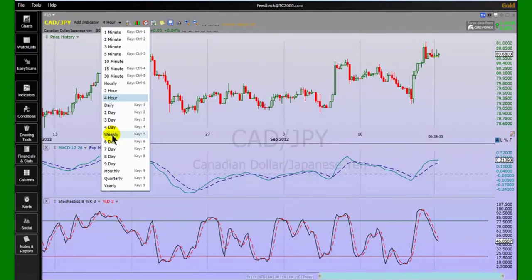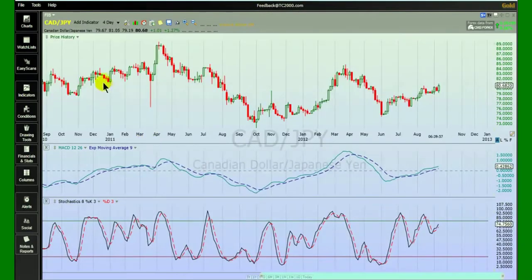If you do not have the 4 days chart, you can use a 5 day chart instead of the weekly chart, but the correct ratio is 1 to 4. So the MACD 12-26-9 on the daily chart is the stochastic 8-3-3 on the 4 day chart. Right here on this chart, this is TC2000 Gold that I'm using.